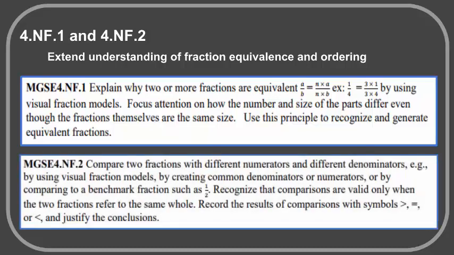4NF2 states that students will compare two fractions with different numerators and different denominators by using visual fraction models, by creating common denominators or numerators, or by comparing to a benchmark fraction such as 1/2. Students will recognize that comparisons are valid only when the two fractions refer to the same whole. And they will record the results of comparisons with symbols such as greater than, equal to, or less than, and justify the conclusions.